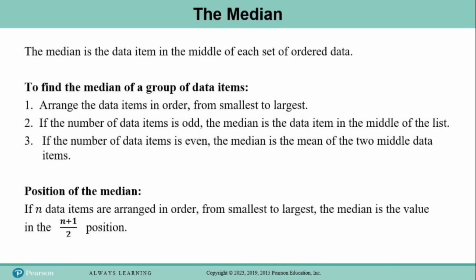So the bigger your data set gets, the more inconvenient it is to count and figure out which value is in the middle. So here is a little formula that can help. If you have n data items arranged in order from smallest to largest, then the median is the one that's in the (n + 1) divided by 2 position. N plus 1 divided by 2.